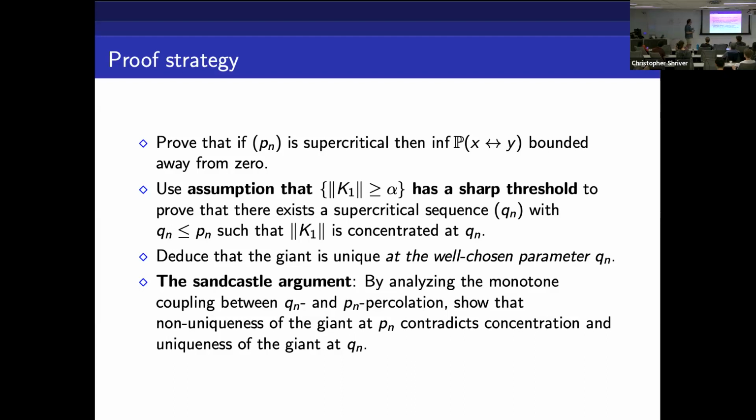Okay. Then what we do is we use this assumption that these density events for the largest cluster have sharp thresholds to prove that there exists a supercritical sequence that's smaller than our given one, where we know what we want. So in fact, we'll show at this well-chosen smaller sequence, we get concentration of the size of the largest cluster. So the largest cluster is approximately non-random. It lives inside a small interval with high probability. And we also show that there's a unique giant cluster at this well-chosen smaller parameter.